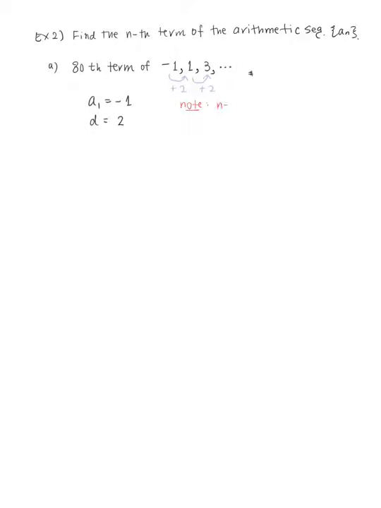So note that the nth term of an arithmetic sequence is given by a sub n equals a sub 1 plus n minus 1 times d. So let's try to follow this formula to compute the 80th term of our sequence.